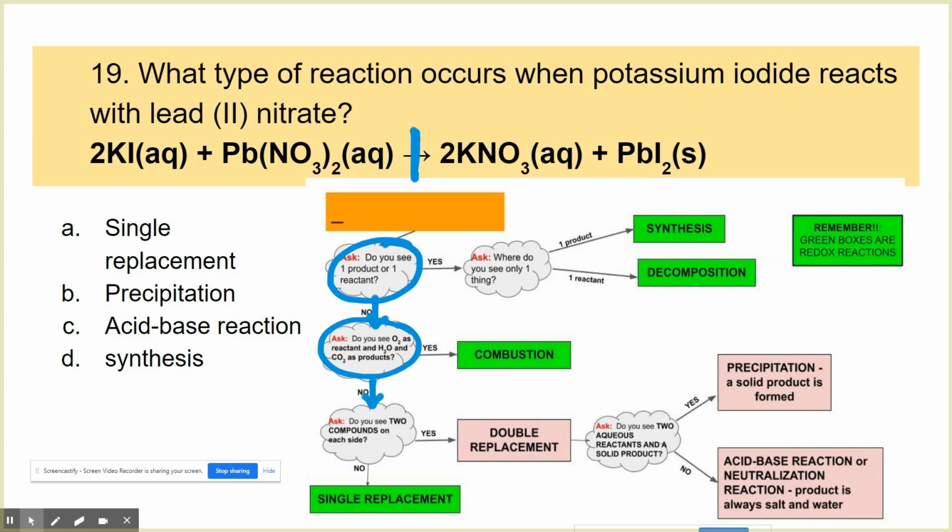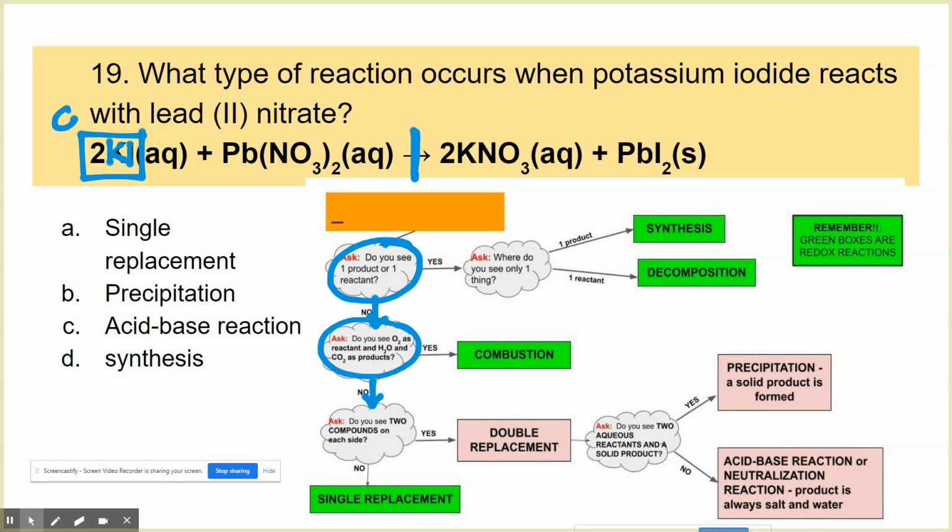Do you see two compounds on each side? Is this a compound? Again, guys, when you talk about a compound, that means you have two or more elements combined together, so we're looking at capital letters. How many capital letters do you see? I see one, I see two, therefore this is a compound.